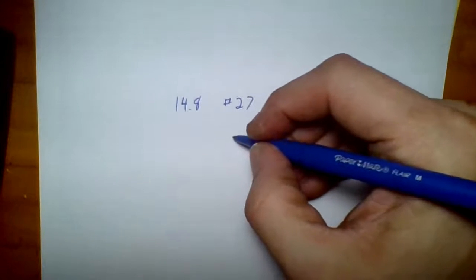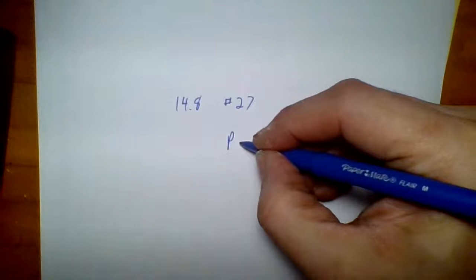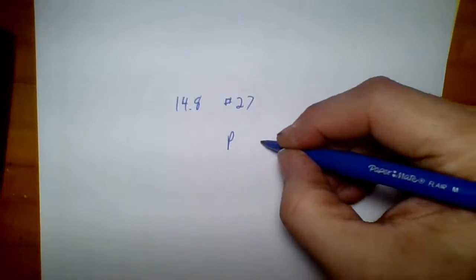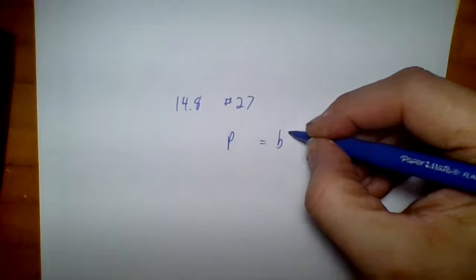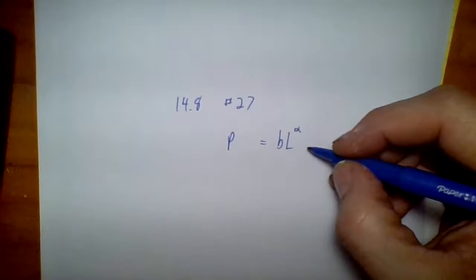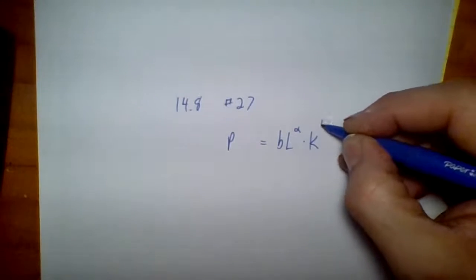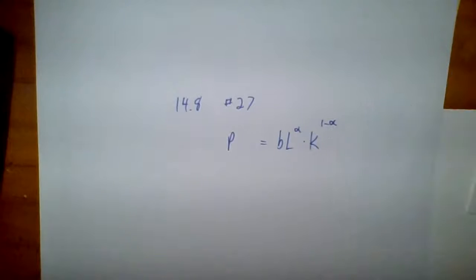So we're looking at maximizing this function, P, which is supposed to be B L to the alpha times K to the 1 minus alpha. So we got a bunch of letters going around, both English and Greek ones. We'll get to that.